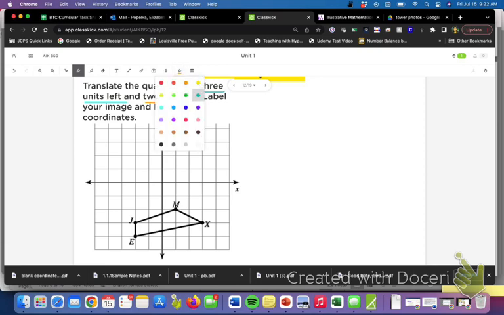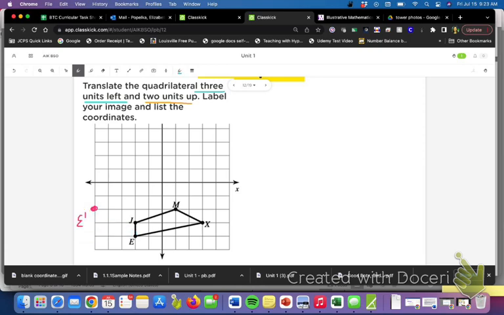So I am going to go to vertex E for no particular reason. I just decided to start with that one. And I'm going to count 1, 2, 3 units to the left because I'm getting ready to shift it to the left. And then from that point, I need to go 1, 2 units up. So my E, now that it's been translated, we're going to label it as E prime, is going to be right here.